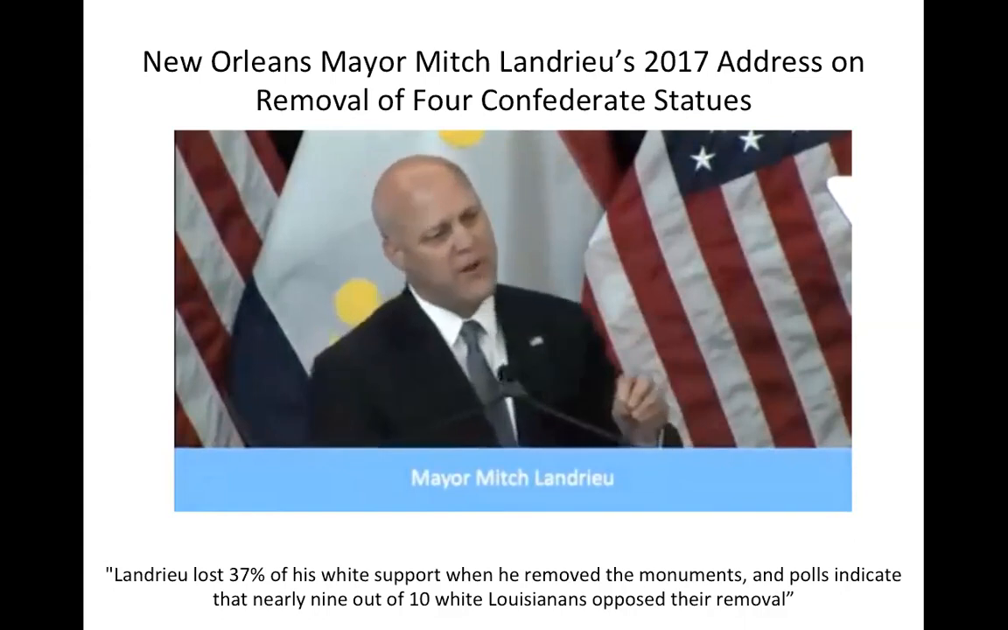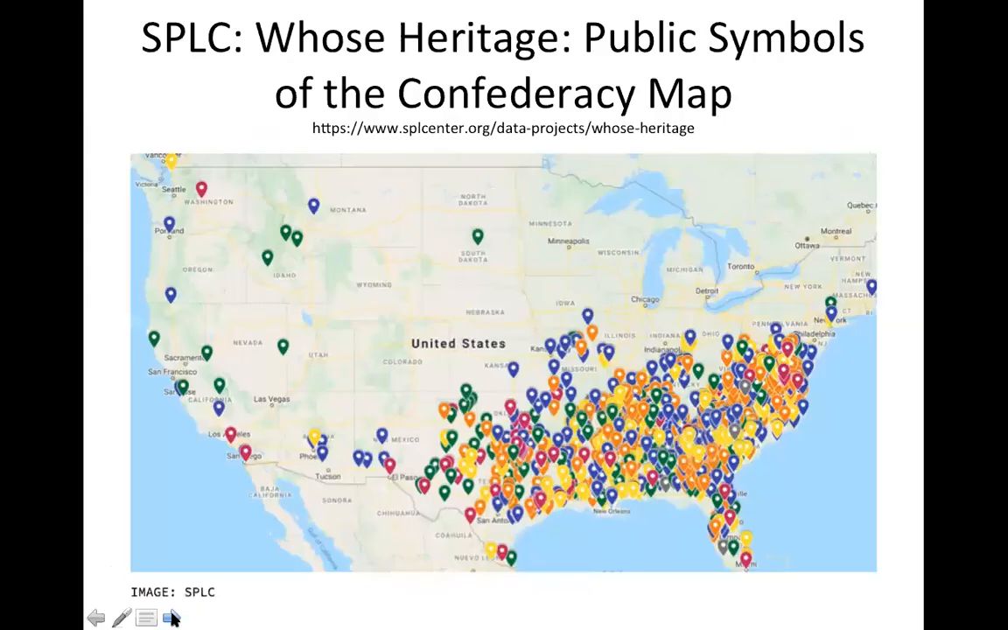All right. So yeah, really great speech. So I want to show this map. SPLC is the Southern Poverty Law Center. We'll be talking a bunch about them lately. They've done a lot to expose the legacy of the Lost Cause today.